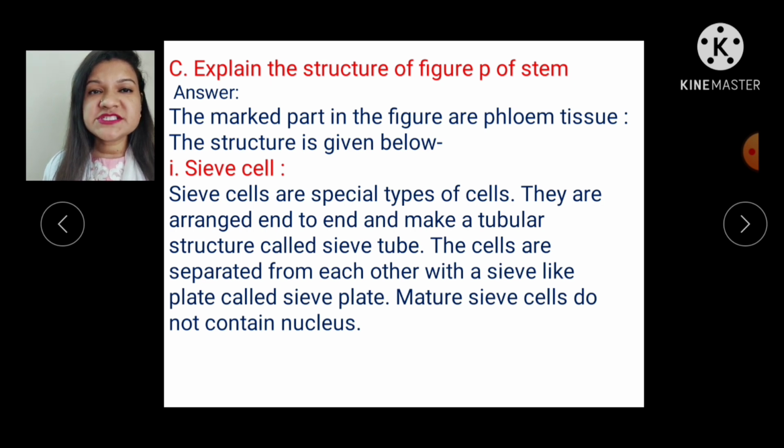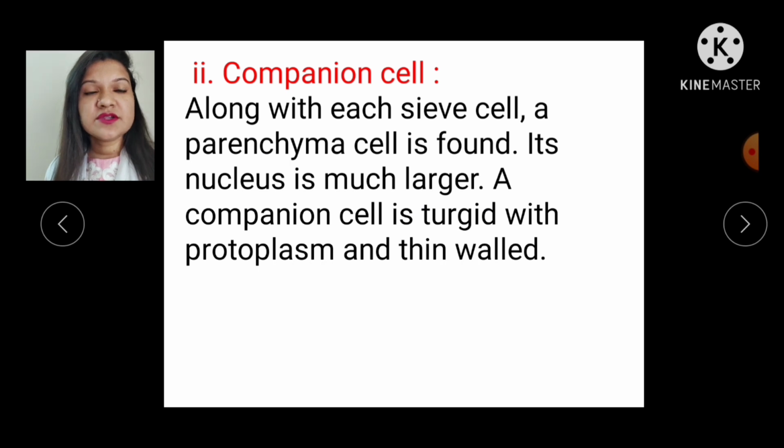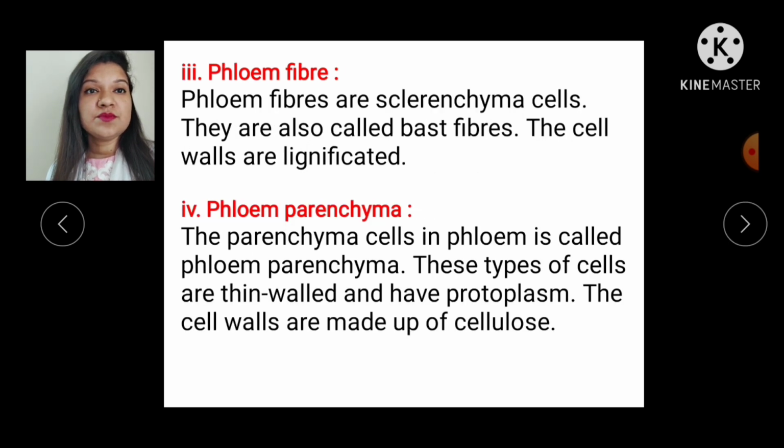Sieve cells are a special type of cells. They are arranged end to end and make a tubular structure called sieve tube. The cells are separated from each other with a sieve-like plate called sieve plate. Mature sieve cells do not contain nucleus, and it also has a companion cell. Along with each sieve cell, a parenchyma cell is found. Its nucleus is much larger. A companion cell is turgid with protoplasm and thin walled.